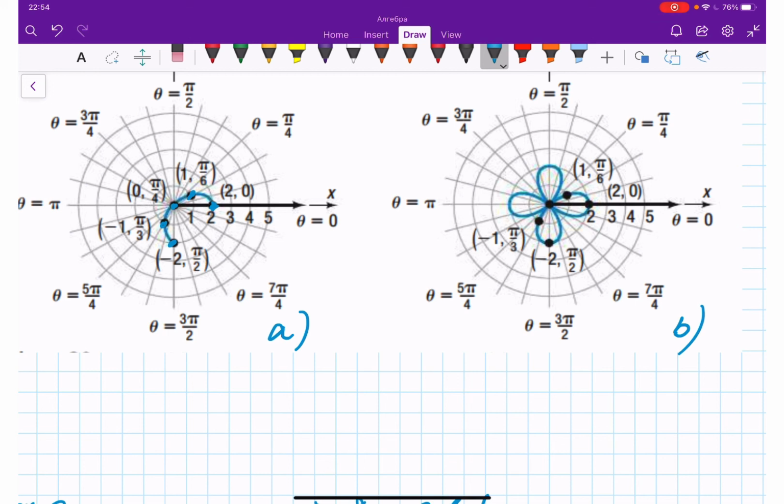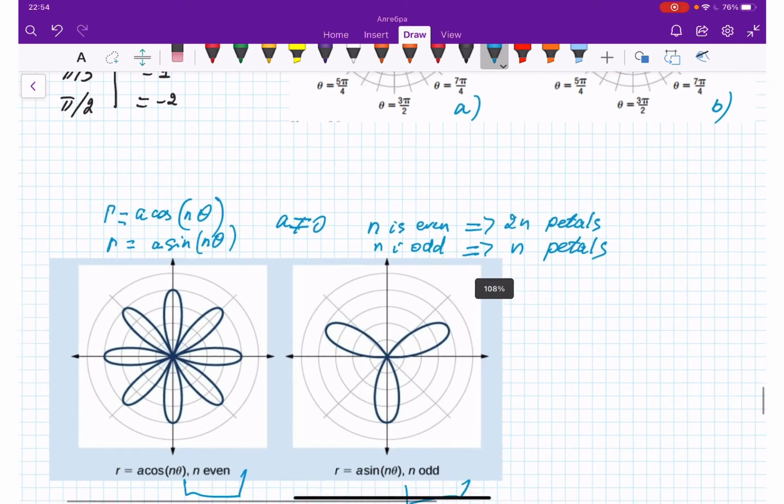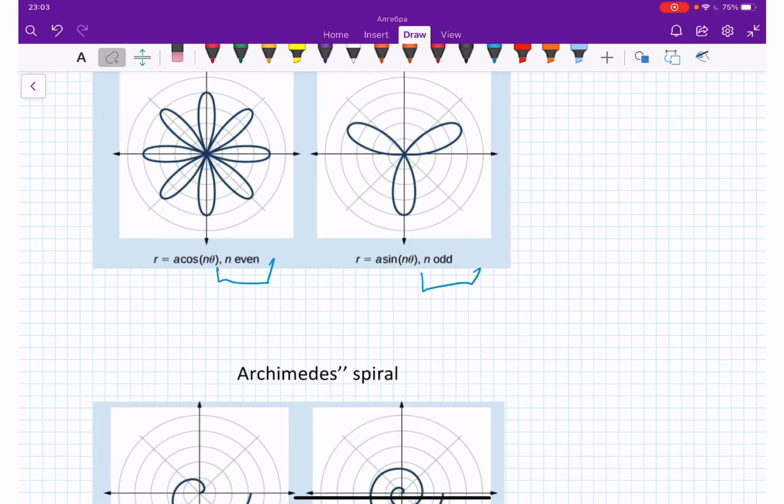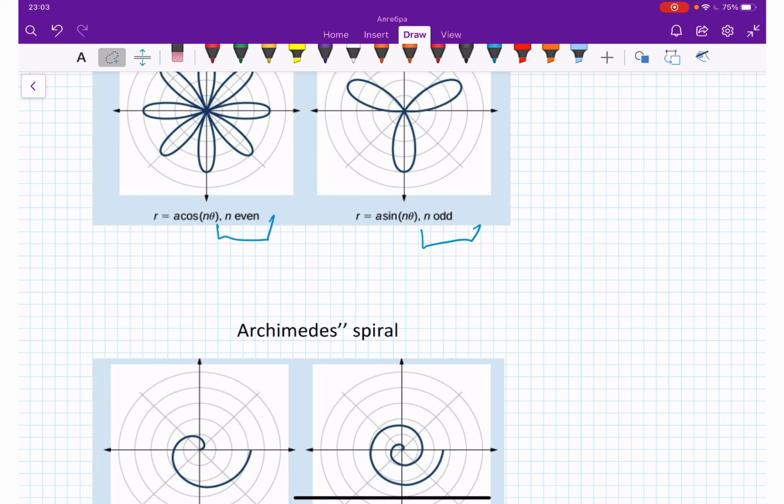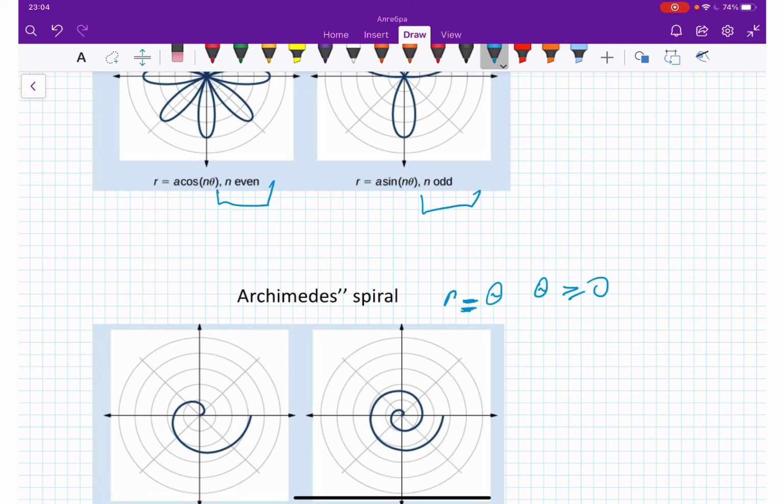Okay, so we are done here also, and we have left the Archimedes spiral. The Archimedes spiral, in this case, is given by r equals theta, and theta is greater than or equal to 0. As theta increases, r also increases at a constant rate, in an ever-widening and never-ending spiraling path.